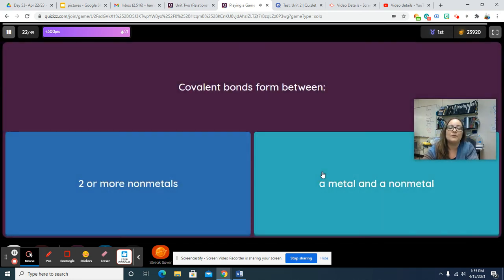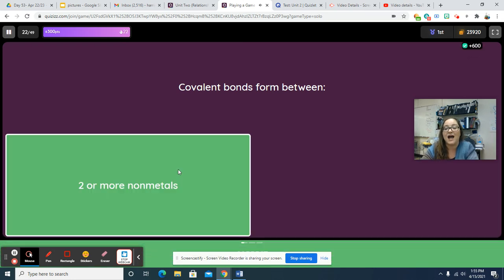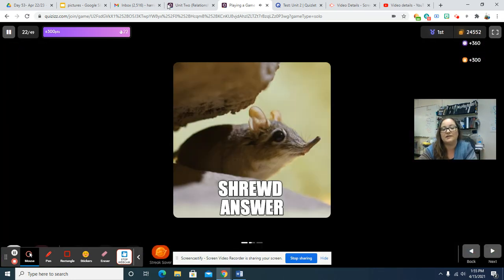Covalent bonds form between... So ionic bonds form between something from the left and something from the right, a metal and a non-metal. But covalent bonds form between 2 or more non-metals, something from the right side of the periodic table.